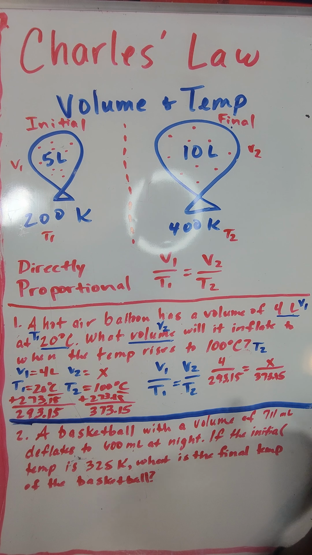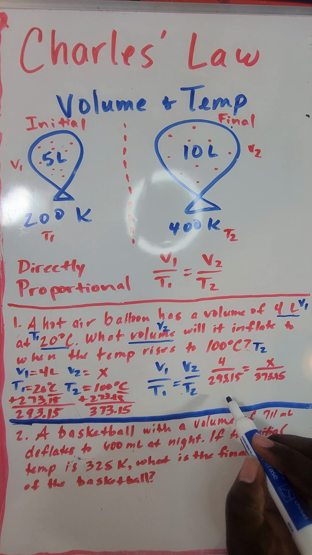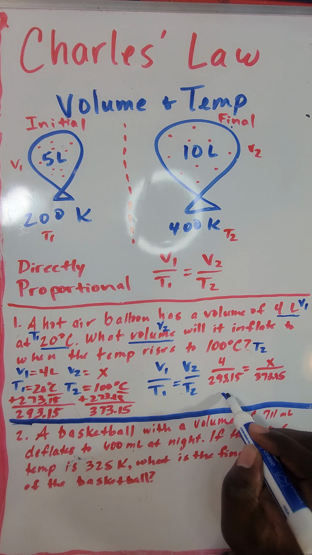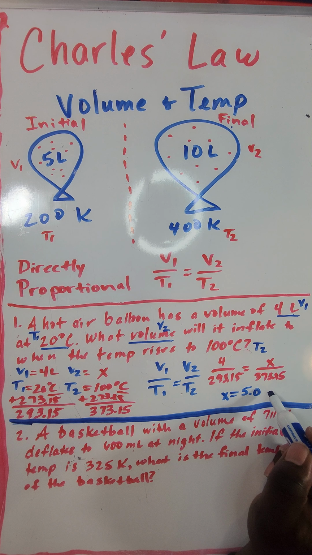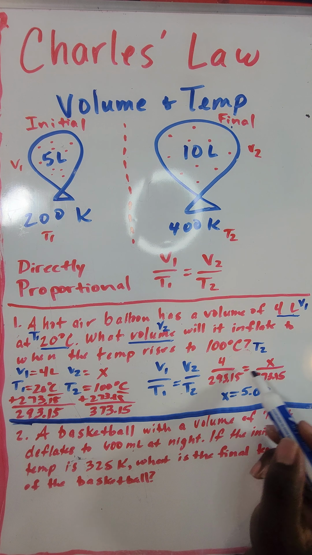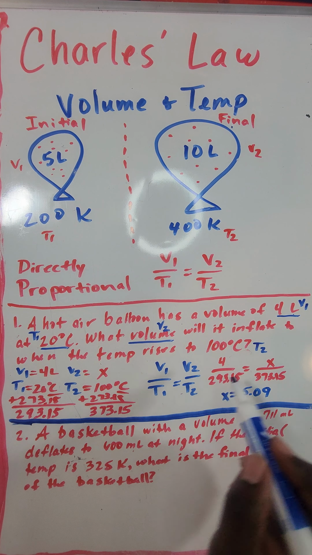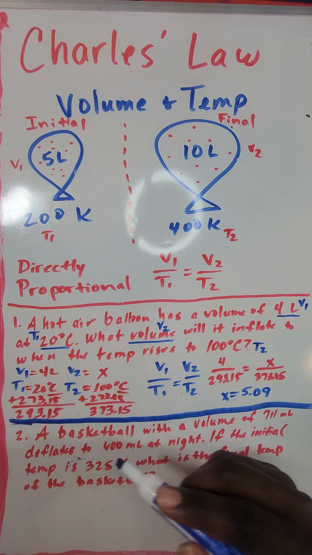Now at this point, you can either divide and then multiply, or you can cross multiply and then divide. It doesn't matter which one you do. Try both ways, and the answer you should get is, so X is going to be equal to 5.09. All right, we found V2.